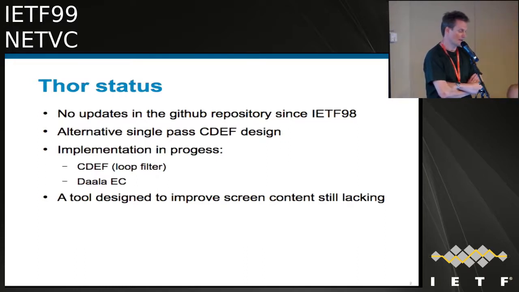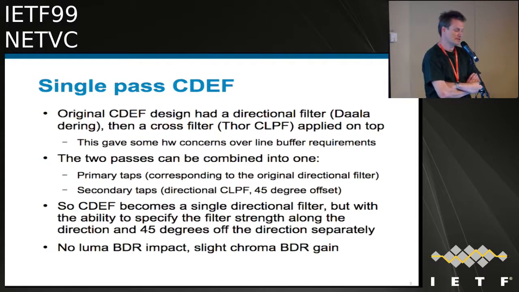And also since last time, we have changed the CDEF design slightly, and I'll get back to that in the next slide. So the original CDEF design had a directional filter, which corresponds to the first Daala deringing filter, and then a cross filter corresponding to Thor CLPF. The second filter is applied on top of the first filter. That gave some hardware concerns over line buffer requirements because both filters can have vertical filtering. So when you apply them on top of each other, the line buffer requirement increases. That was originally addressed by restricting the second stage filter in certain cases, but I think that was really a quick fix.